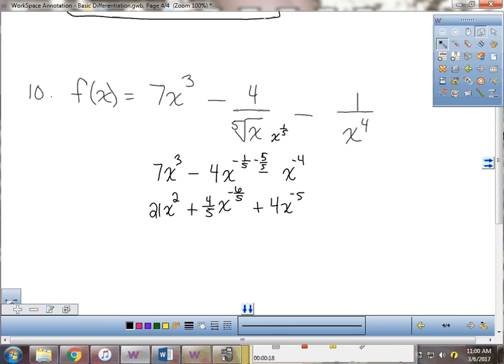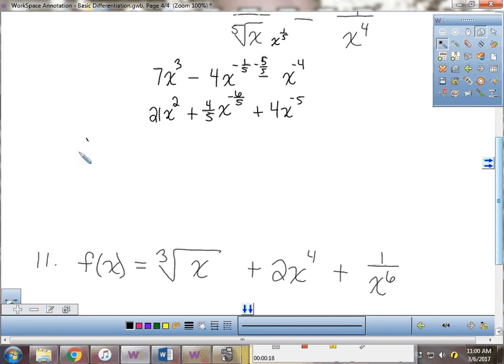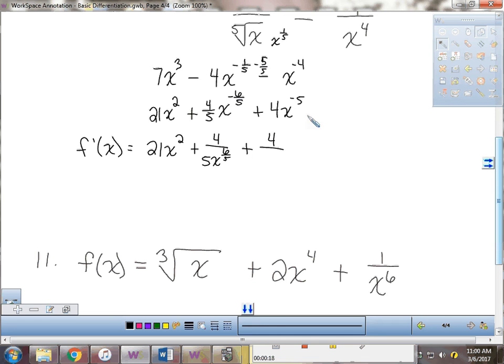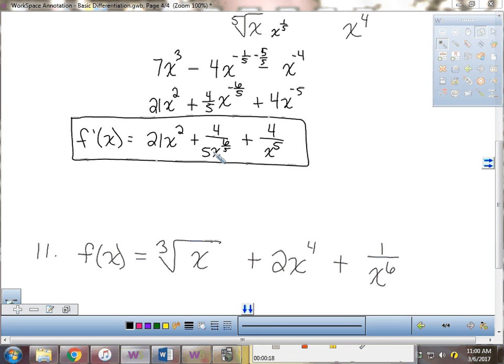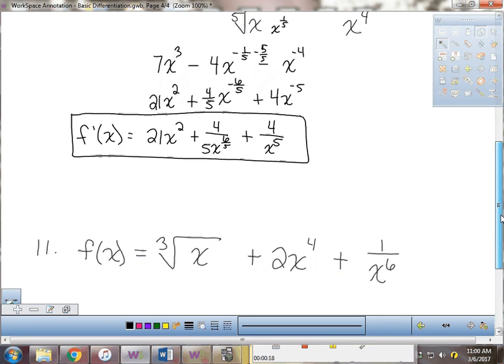So now we just need to change these negative exponents. We don't want those in our final answer. So this would be 21x to the 2nd. This x to the negative 6/5 will move to the bottom and be 5 times x to the positive 6/5 plus, this would be 4 over x to the positive 5. And again, you could write this x with a root, a 5th root of x to the 6th if you so chose. All right, last one.